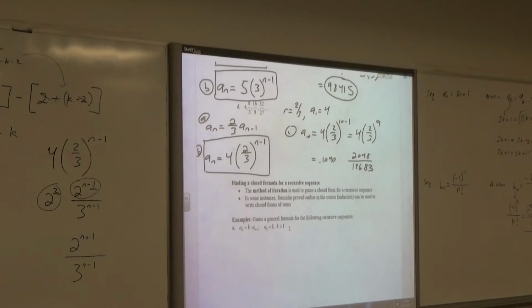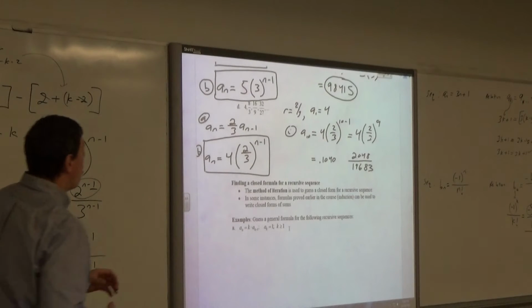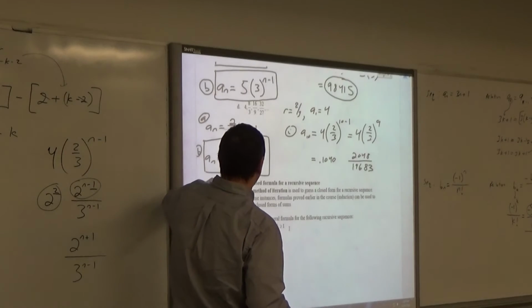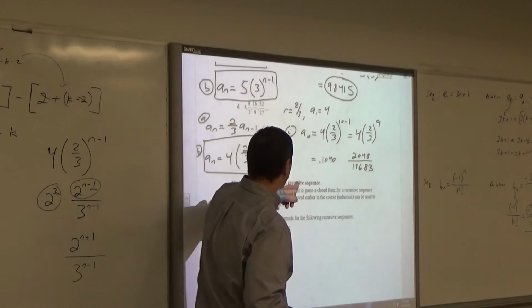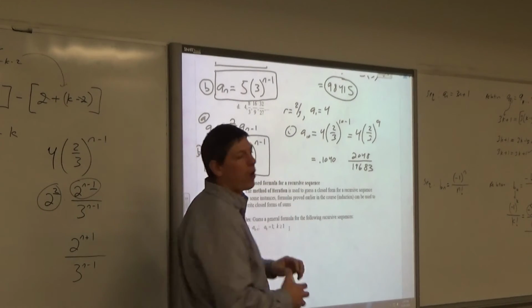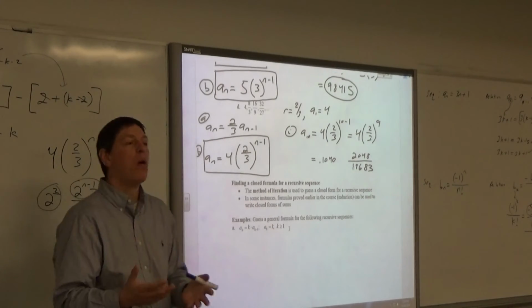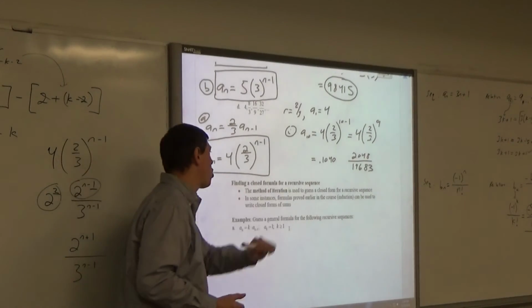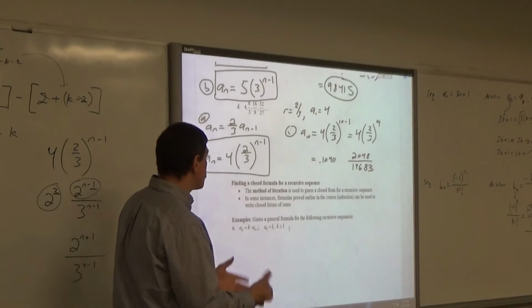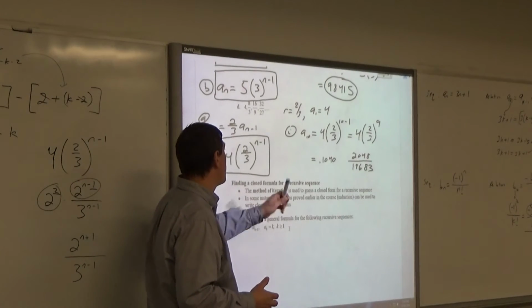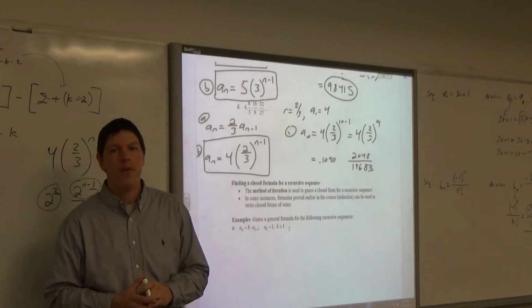Alright guys, so like we've been saying, this is what we're kind of leading up to. What we'd like to do is, if we have something that's recursive, we'd like to be able to write it closed, okay? We can obviously see that closed is much, much, much more efficient than the recursive sequence, okay? So here's how we're going to do this. We're going to use something called the method of iteration, okay?